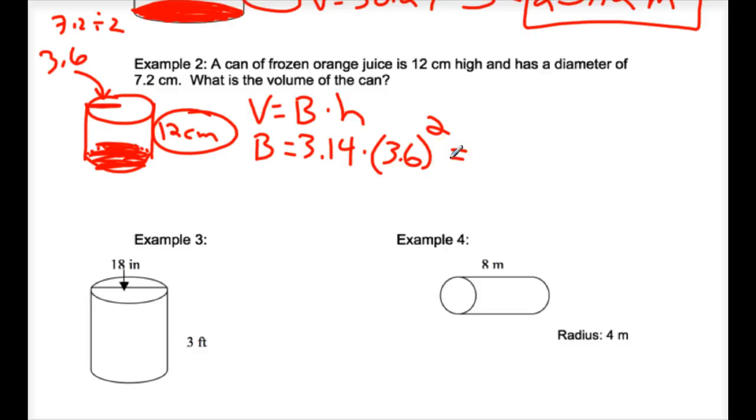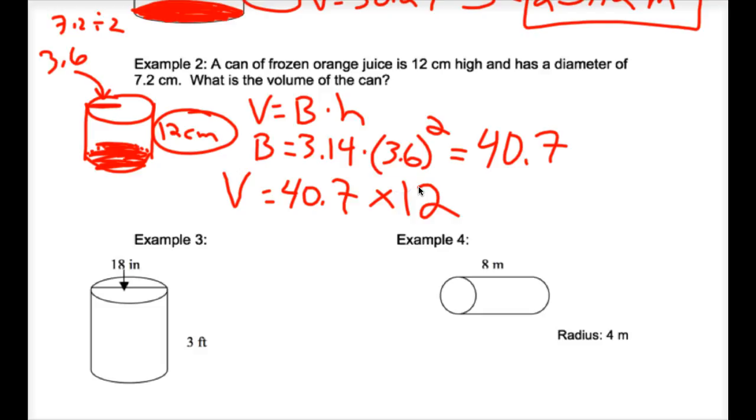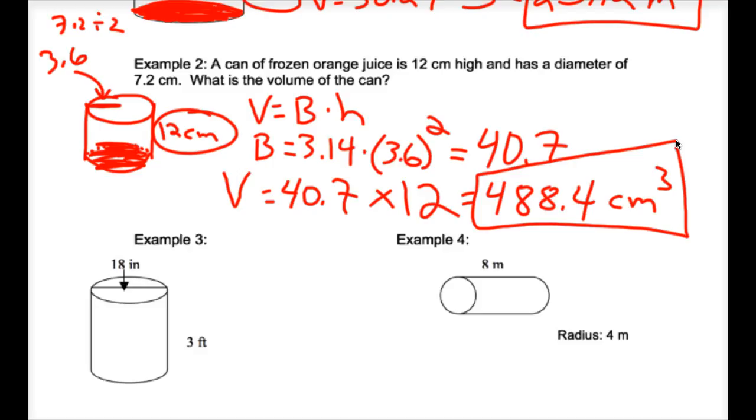40.69. I did 40.769. Yeah, 40.7 or 40.69, either one. Doesn't matter. That's just big B. Leave that on your screen. And then times that by what number did we circle for the height? 12. So leave that number on your screen and hit times 12. 488.4, or some people might have 0.3 depending on when they rounded. Centimeters cubed. That's a lot of orange juice.